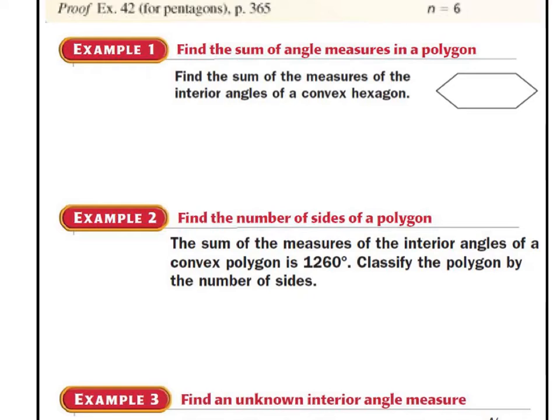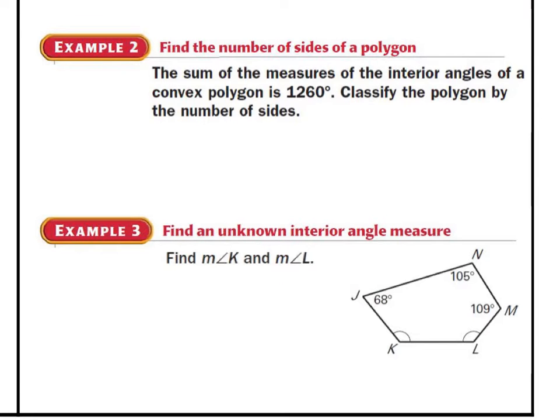So you should have subtracted 2 and then done 180 times that. So 6 minus 2, so you're doing 180 times 4. You would get 720. Thank you. Cool. 180, okay.